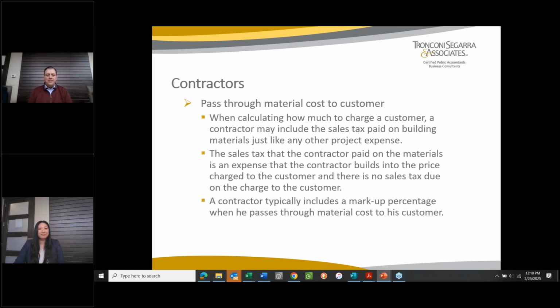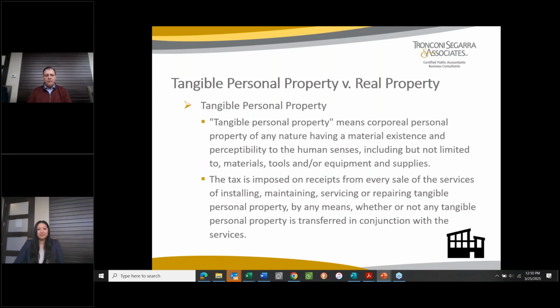And I'm going to hand it over to Kaitlin to talk a little bit more about what's tangible personal property versus what's real property. Thanks, Tom.